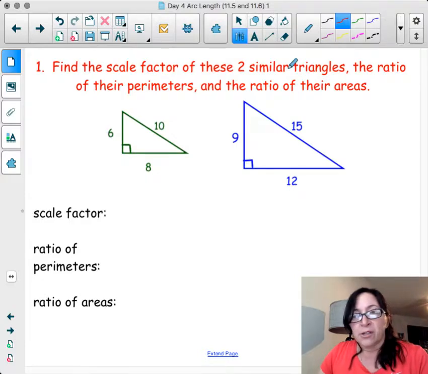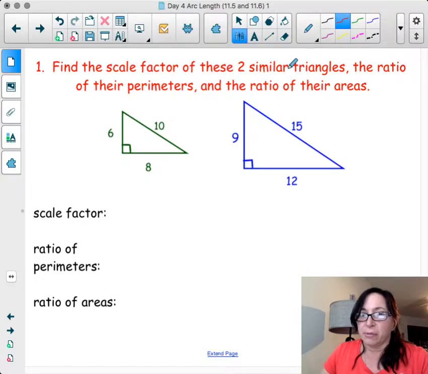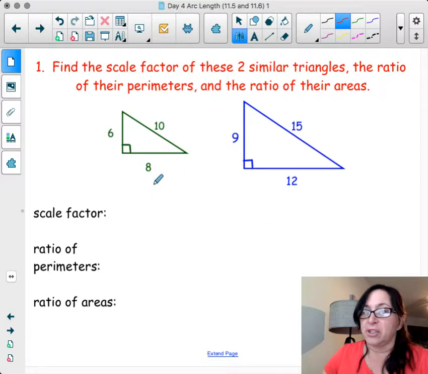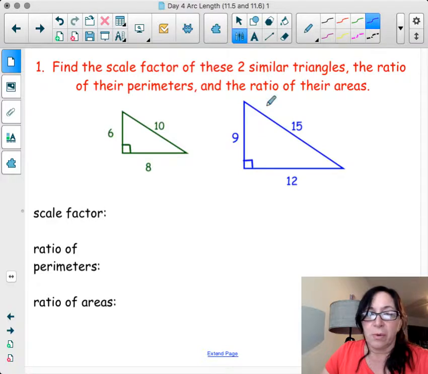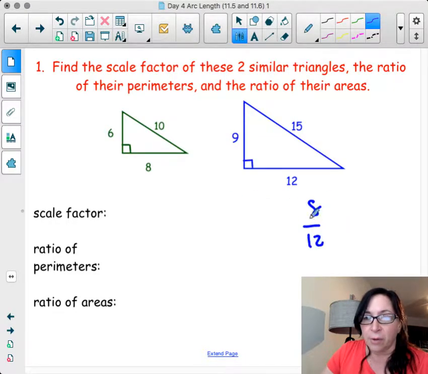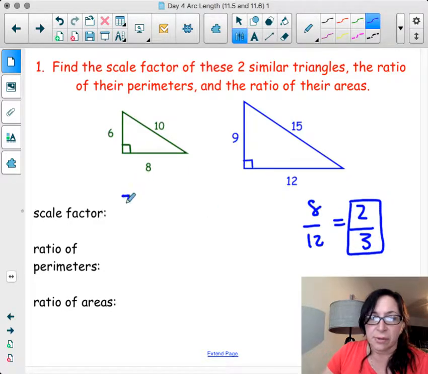Okay, so find the scale factor of these two similar triangles, the ratio of the perimeters and the ratio of their areas. So you need to decide, which one do you want? Which side do you want to compare? I'm going to compare 8 to 12. So 8 to 12, we're going to reduce by 4. Always reduce first. And so reducing this by 4, we're going to get 2, and we get thirds. So now we have our scale factor is 2/3.